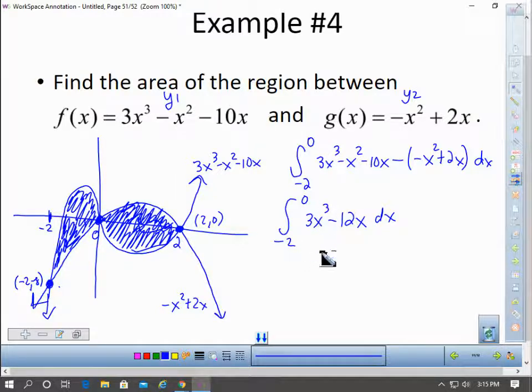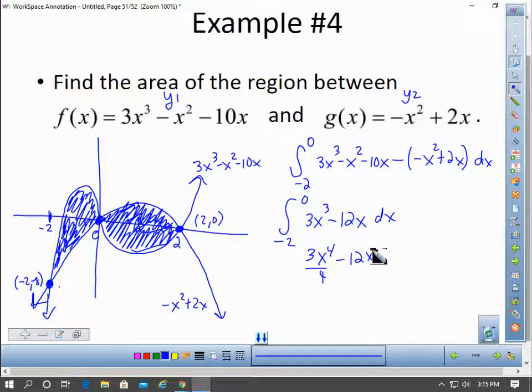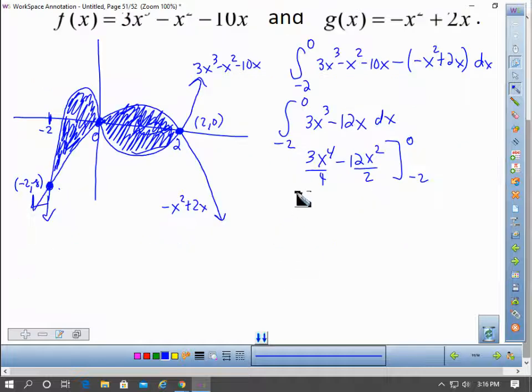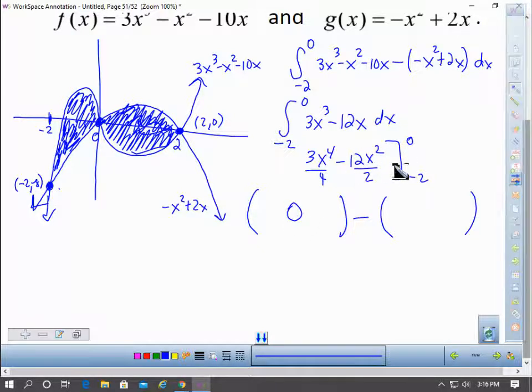I'm going to do the antiderivative, so that'd be 3x to the 4th divided by 4, minus 12, this will be x squared divided by 2. I don't need the plus c because I'm evaluating from -2 to 0. All right, so I'm going to do the fundamental theorem of calculus. So I'm going to put 0 in first, which ends up being a big fat goose egg. And then I'm going to put -2 in here.